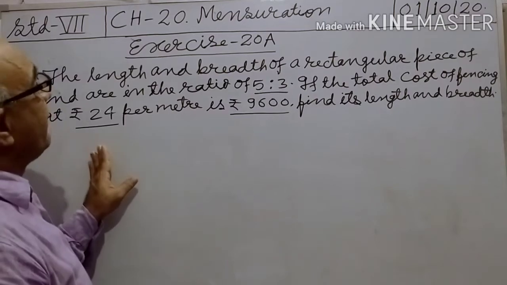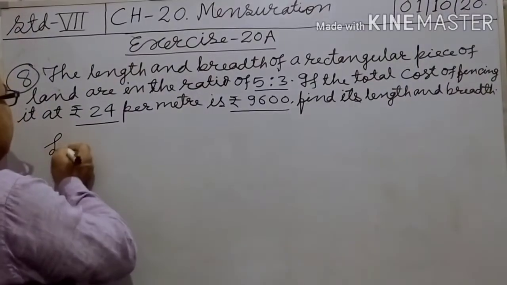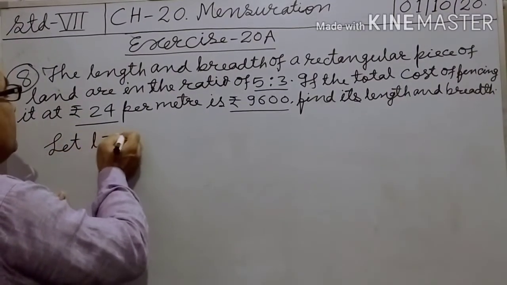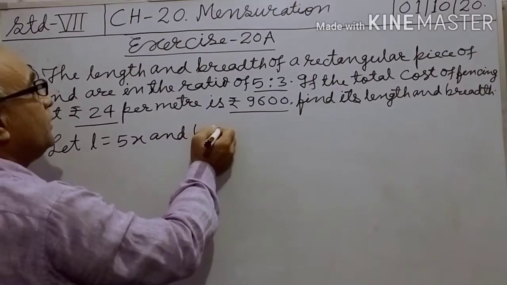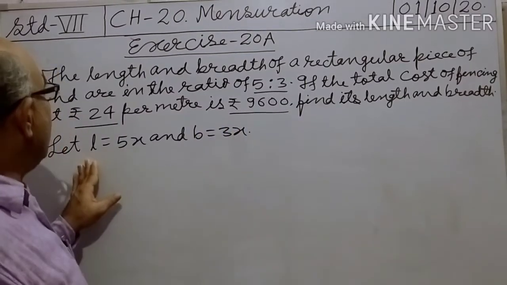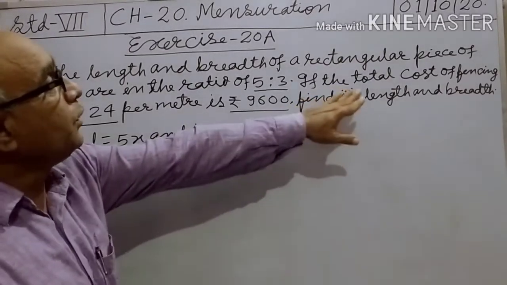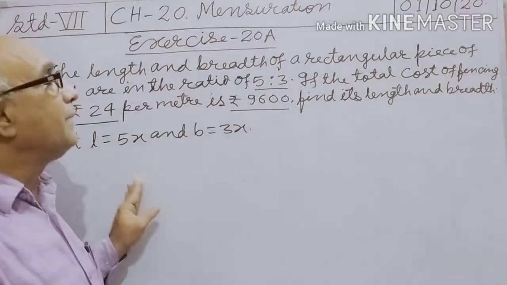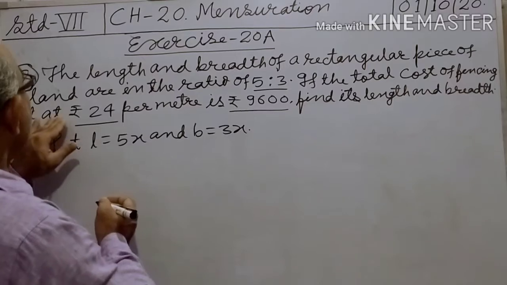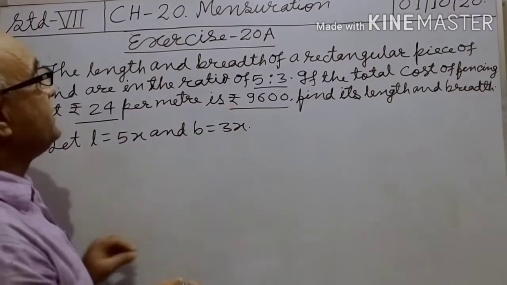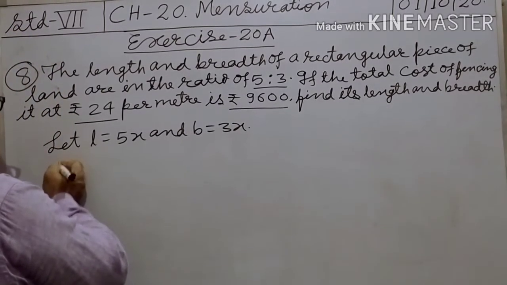So length and breadth are given in the form of ratio 5:3. So let length L equal to 5x and breadth B equal to 3x. And also given the total cost of fencing. Fencing means perimeter of a rectangular field. So fencing it at rupees 24 per meter, the total cost is rupees 9,600. So fencing means perimeter.